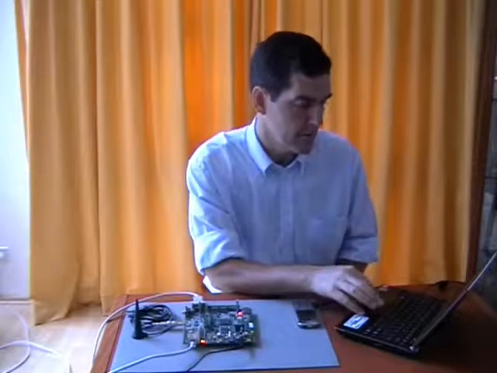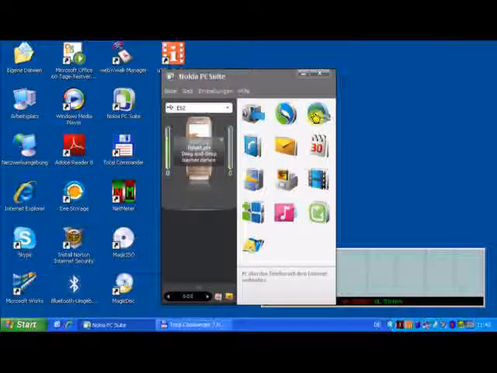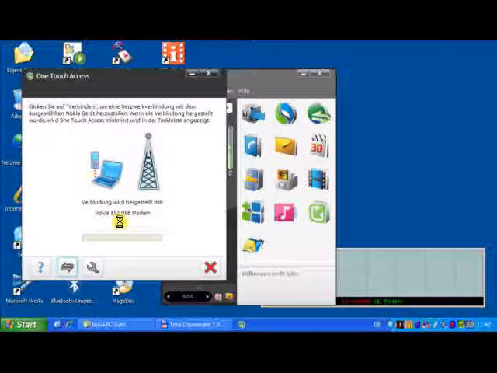We look now at establishing the connection using the Nokia OneTouch. The Nokia is established on the cell. At this point, it's bringing up a data connection.